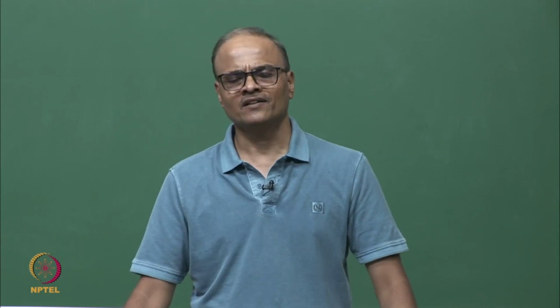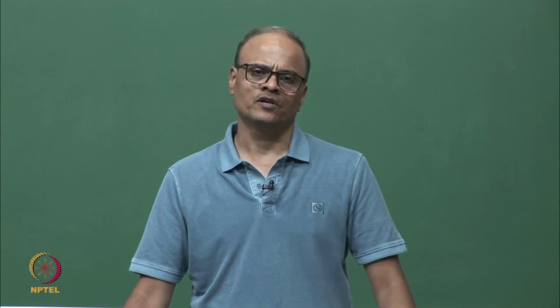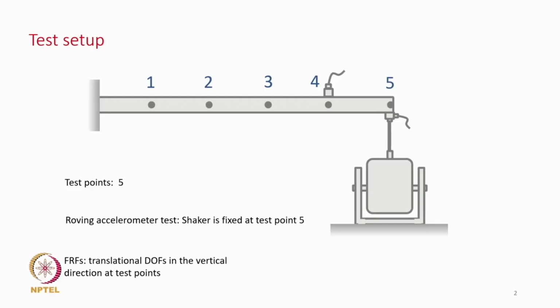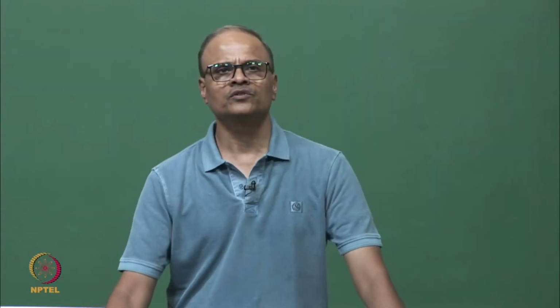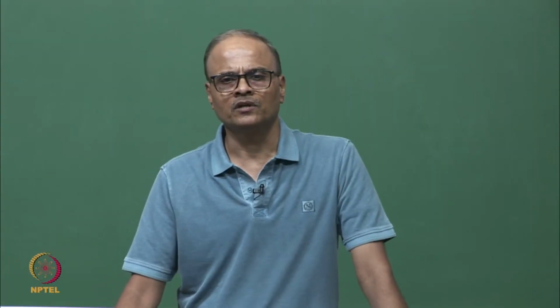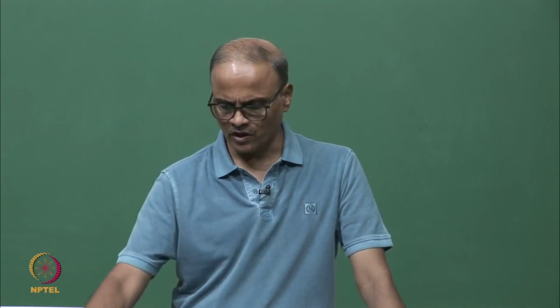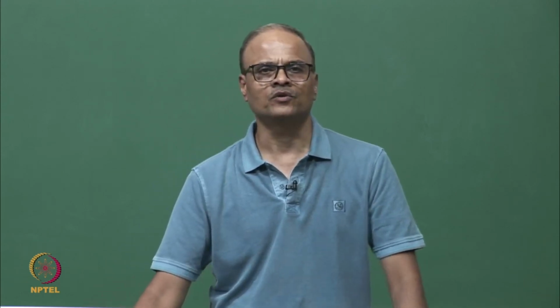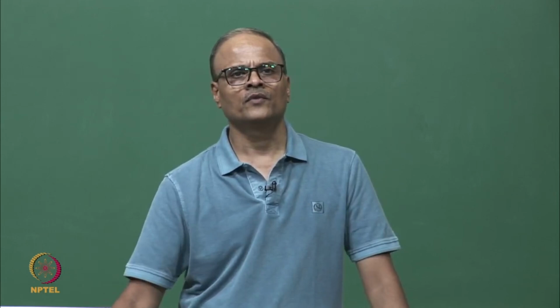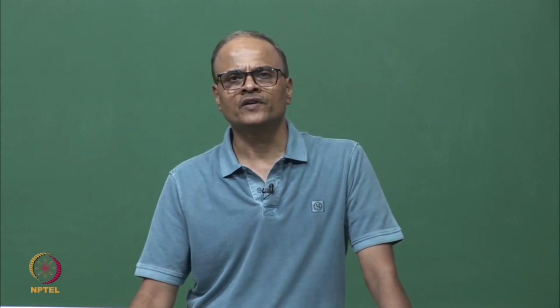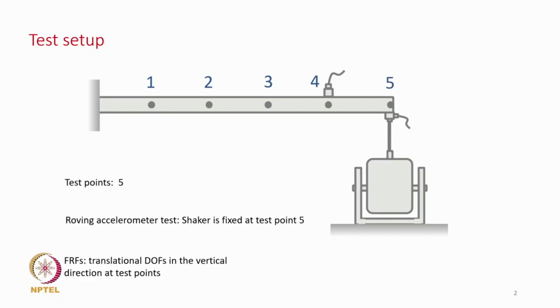the idea is to understand the various steps which are involved in the process of FRF measurement using other excitation signals. So we are going to use the same test setup as we used in the previous lecture for measurement with random excitation. So we have 5 test points, as shown in the figure, and we are going to conduct a roving accelerometer test with the shaker fixed at test point 5, and then we are going to measure translational FRFs in the vertical direction at these 5 test points.